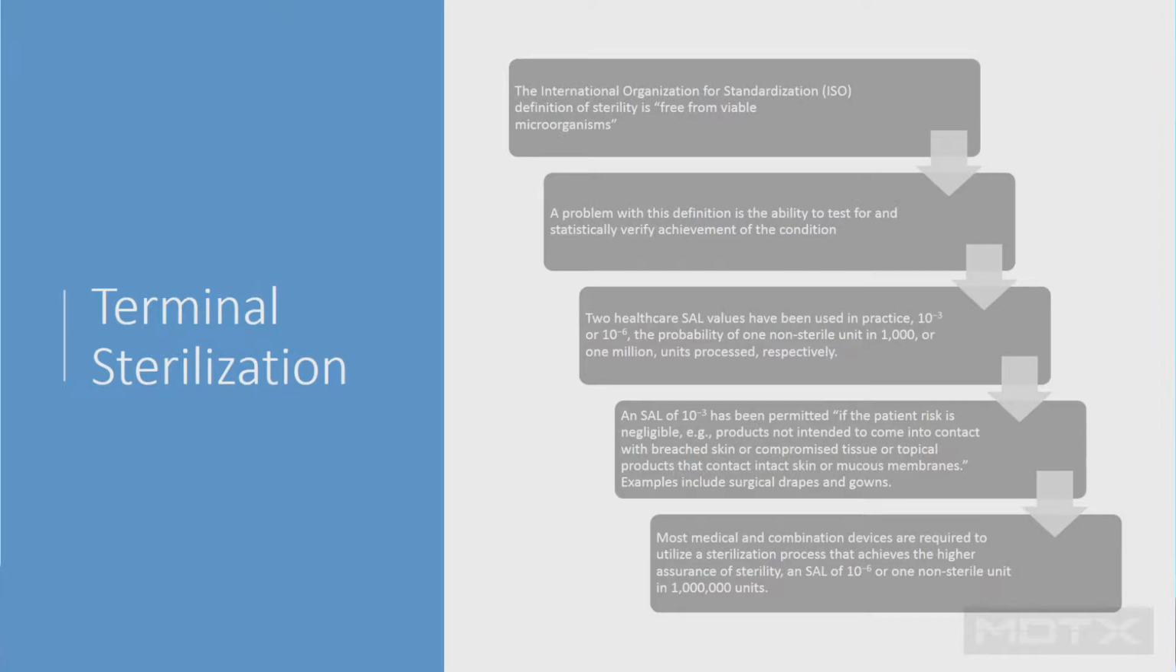the definition of sterility is free from viable microorganisms. The problem with this definition is to test and to statistically verify the achievement of the condition. Thus, sterility assurance level has been developed. And basically, there's two values that are primarily used within the medical device industry. SAL levels of 10 to the negative 3 and 10 to the negative 6.